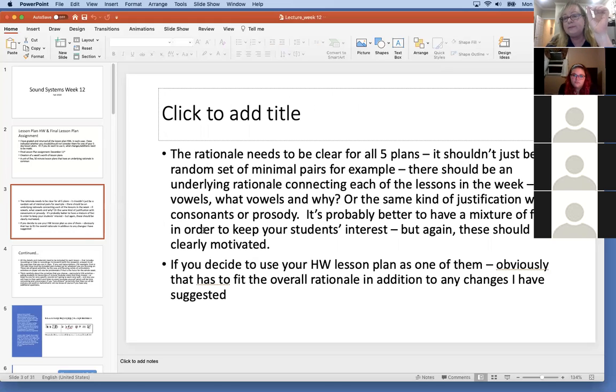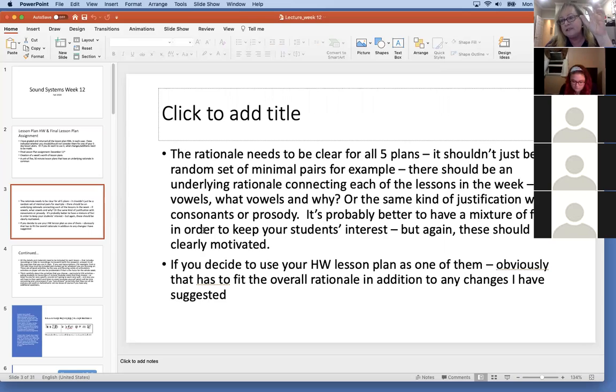The rationale needs to be clear for all your 5 plans. So it shouldn't just be a random set of minimal pairs, for example. There should be an underlying rationale connecting each of the lessons in the week. If vowels, what vowels are you doing? Why are you doing them? The same with consonants, the same with prosody. I would caution against doing 5 lesson plans that just dealt with vowels, for example, because frankly, if I was the student, that would be incredibly boring. So I suggest that you mix your focuses between consonants, vowels, and prosody to keep your students interested.